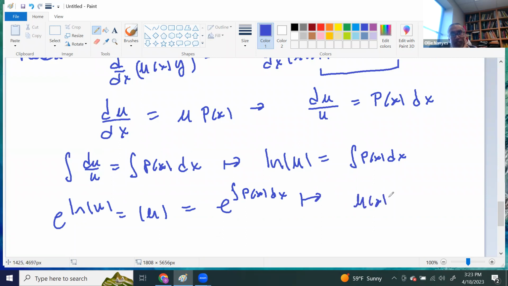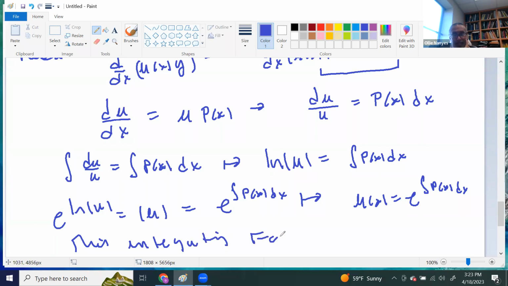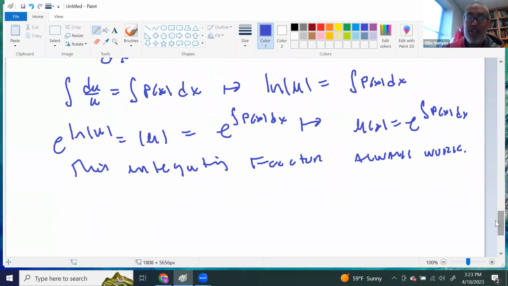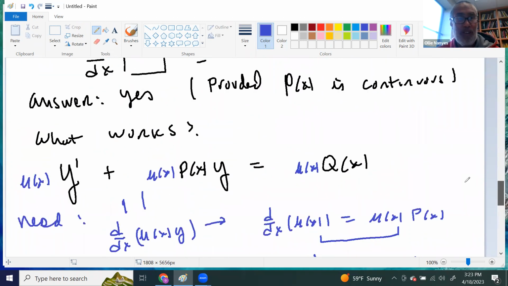We let u of x equal e to the integral of p of x dx. And this integrating factor always works, if you can integrate p, that is, if p is a continuous function. So this u that we just discovered here is what we need to multiply by to make this a perfect derivative.